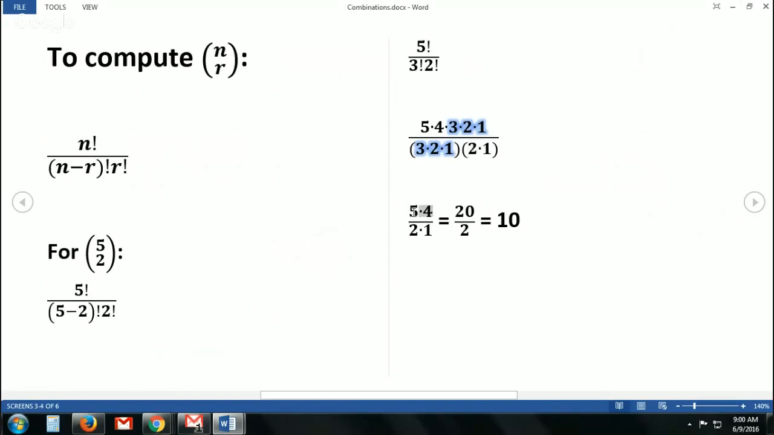Well, 5 times 4 up on the top gives me a total of 20, and 2 times 1 on the bottom gives me 2. 20 divided by 2 is 10. So the value of 5 choose 2 is 10. There are 10 different ways that you can take 2 things from a group of 5.